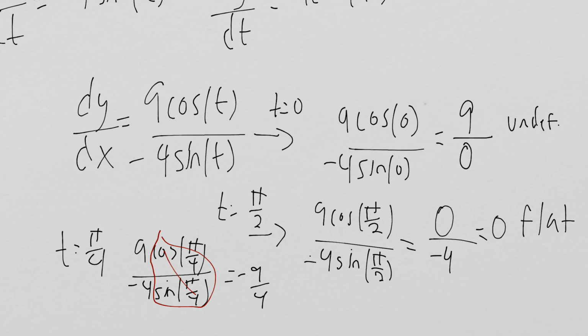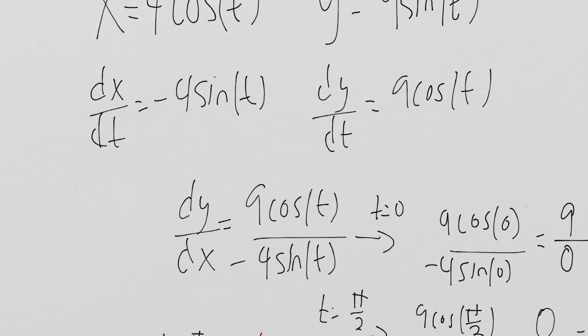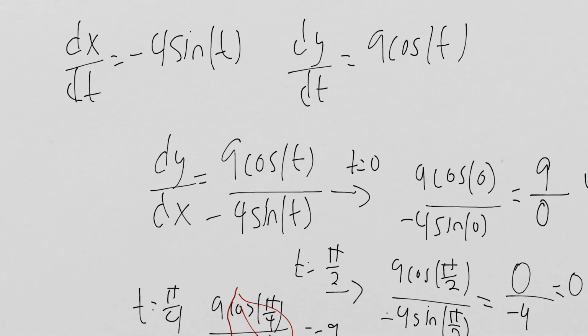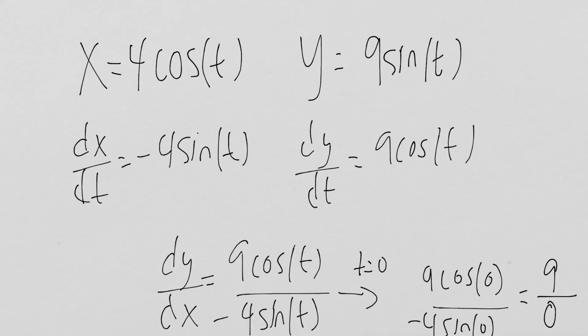So if you think about what this ellipse looks like, what do we got? x is 4 cosine, y is 9 sine. So when we draw this ellipse, it would look like this. Okay, so what was it again? 4 cosine. Okay, so 4, 4, 9, 9. We would draw our ellipse.